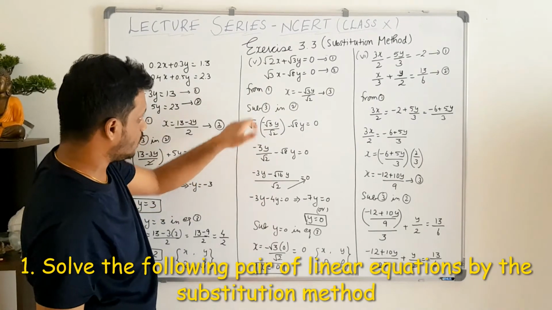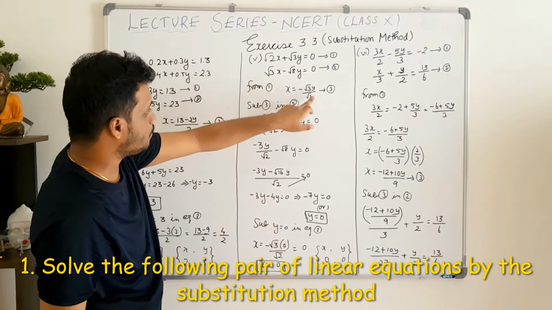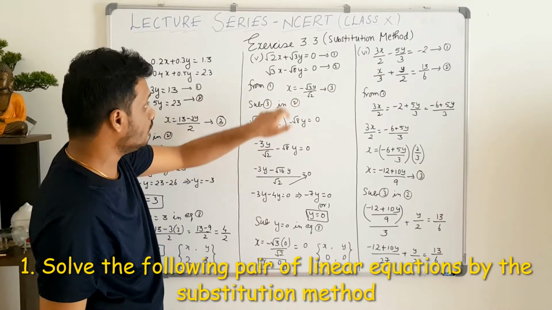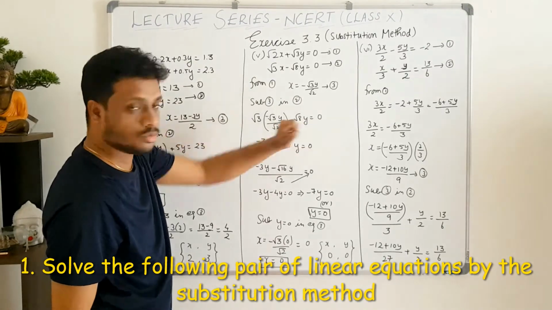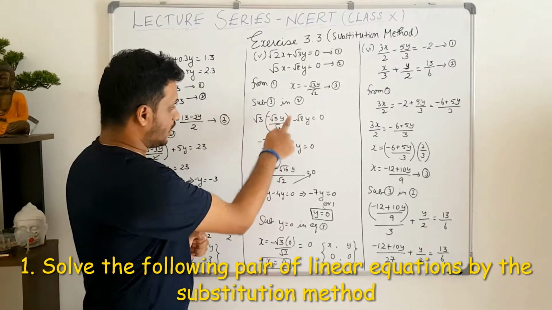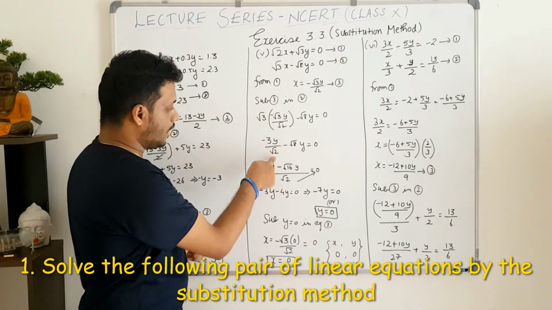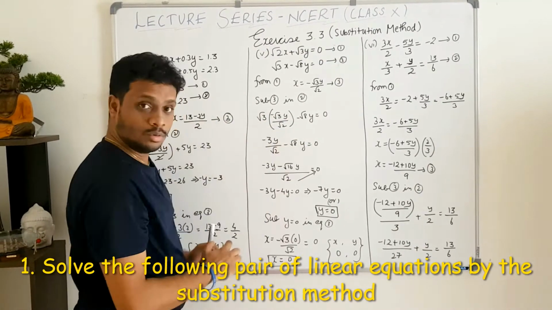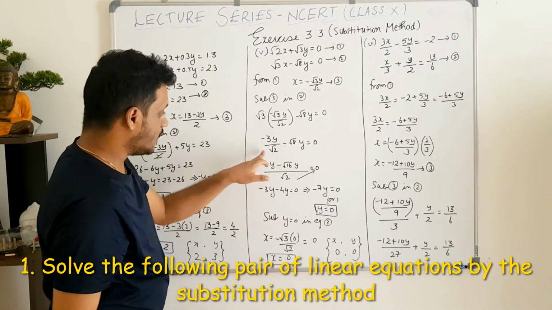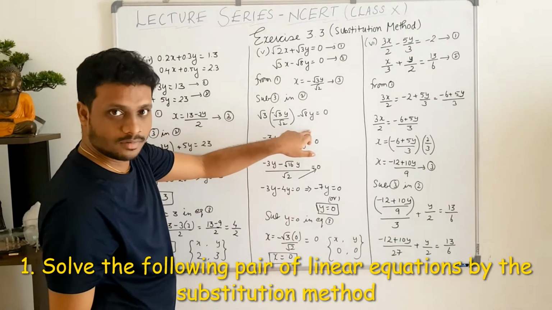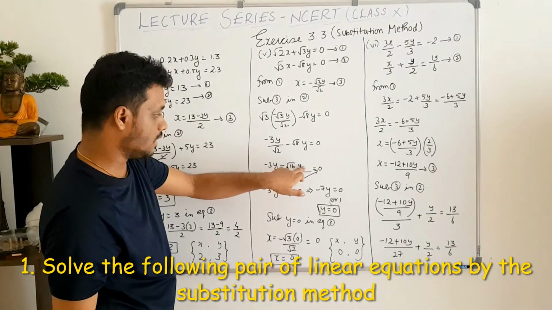So I get root 3, which is already there. This x is replaced with minus root 3 y by root 2, which is written here. Then minus root 8 y equal to 0. So when I try to simplify this, root 3 and root 3 becomes 3 and the negative sign remains. Minus 3y by root 2 minus root 8 y equal to 0. When I take the LCM, it would be root 2. So this will be minus 3y and root 8 would get multiplied with root 2, which is root 16, y is equal to 0.